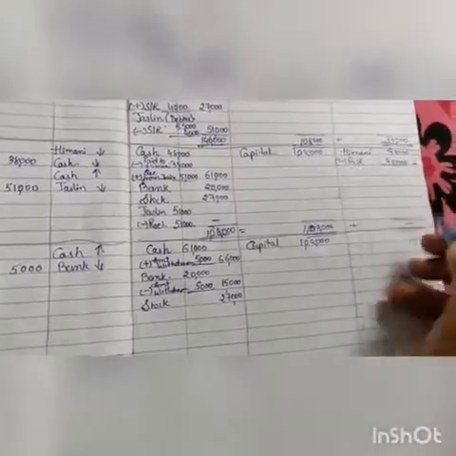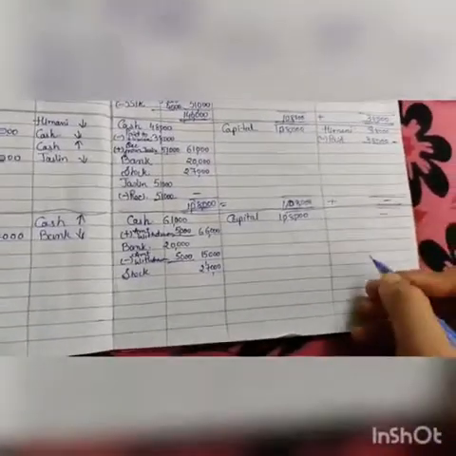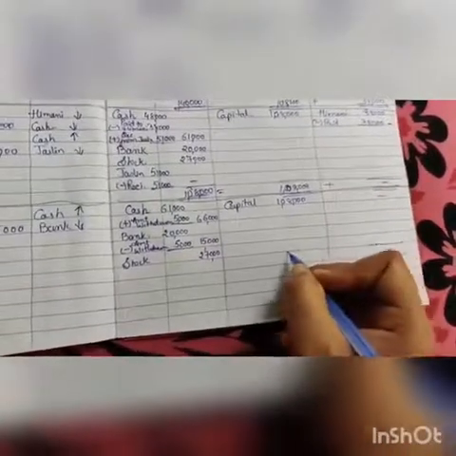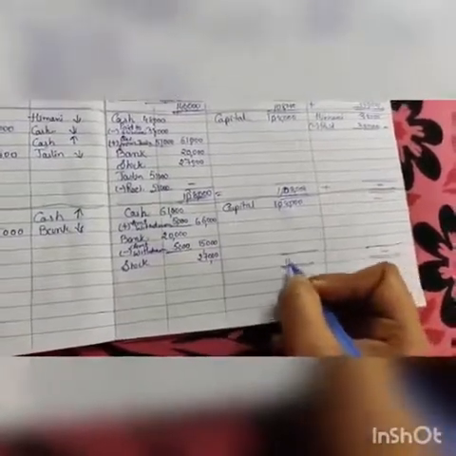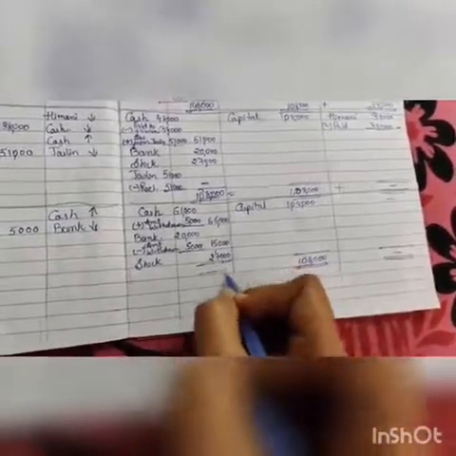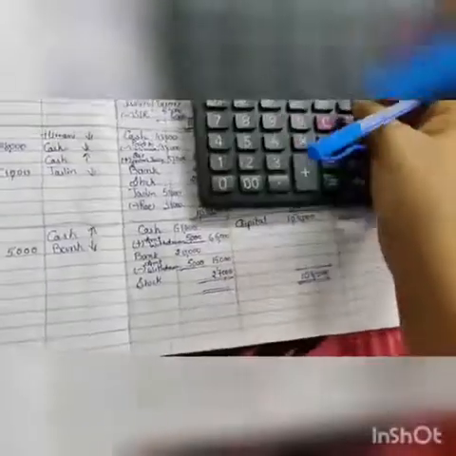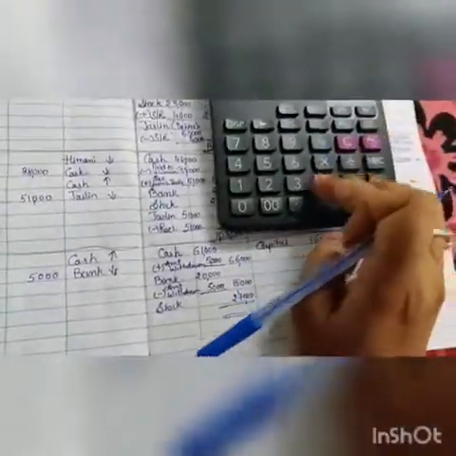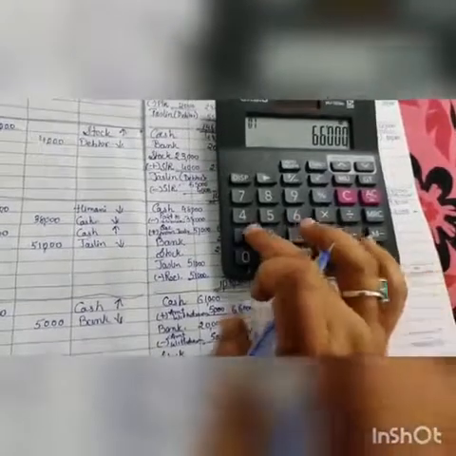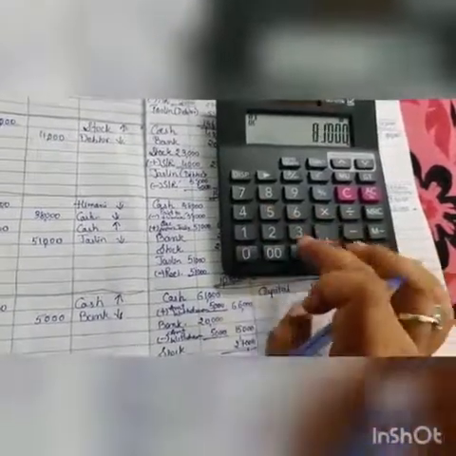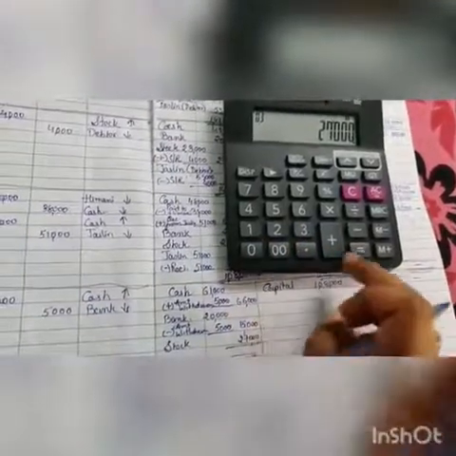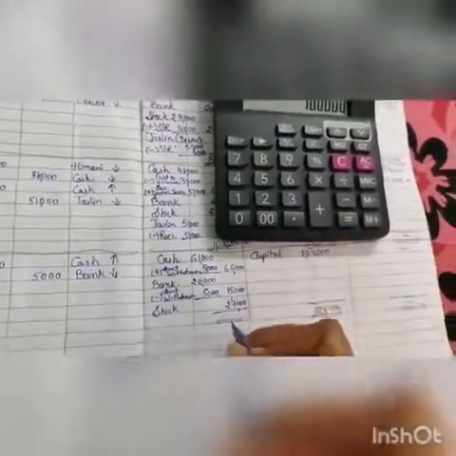Here Himani is also paid, so nothing is there. Now again we will do the total. Here it will be dash, and here it will be 1,08,000. For the total, that is 66,000 plus 15,000 plus 27,000. See, 16, 15 and 27. What are you getting? 1,08,000.